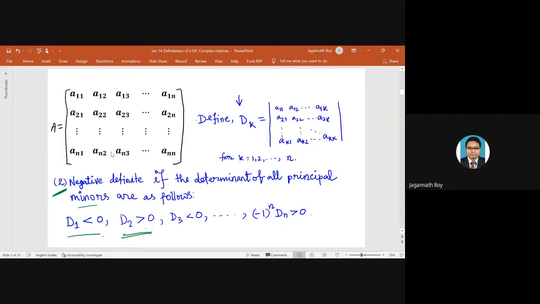So the signs of the determinants of the principal minors will alternate. First is negative, then positive, then negative, then positive. For the nth, if the order n is odd, then Dn will be negative. If n is even, then negative 1 squared will be positive, so Dn will be greater than 0. In this way it will proceed.